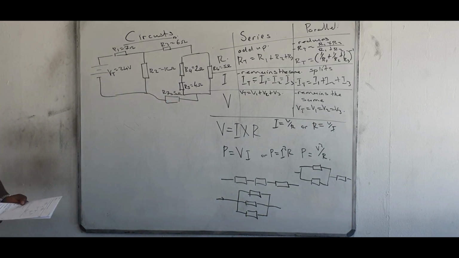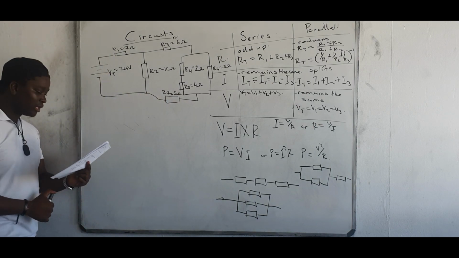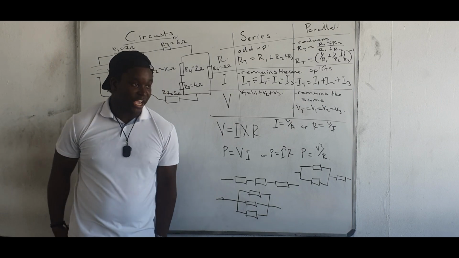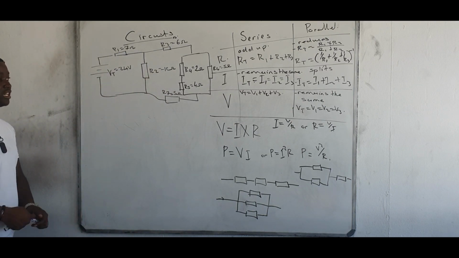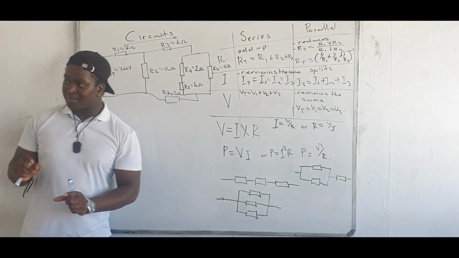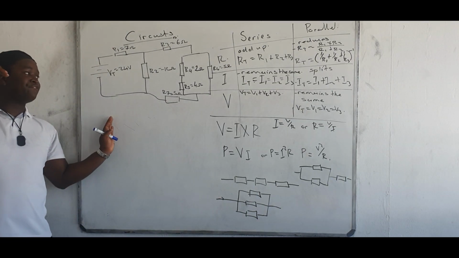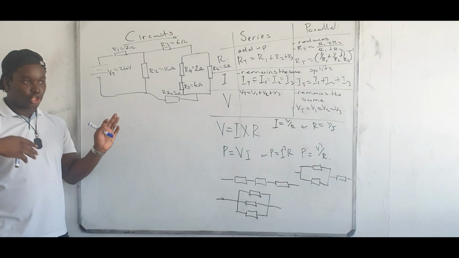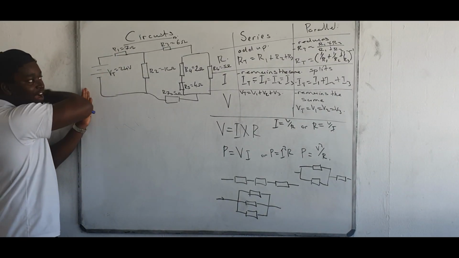So this is our diagram. Then the first question says calculate the total resistance. Now here's my trick. Start from the furthest away from the battery. Don't start at the battery. Start far away from the battery.